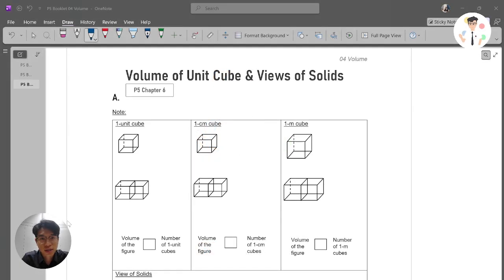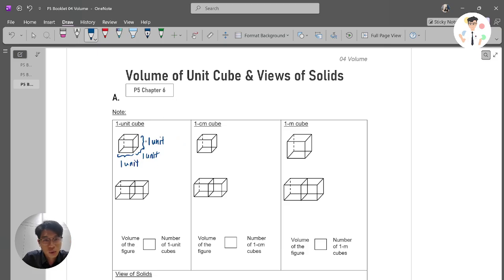Welcome back to Digital class, and now we're looking at the topic of volume of unit cube and views of solid. So now let's look at this volume of unit cube. Now imagine I am given a 1 unit cube here. So I know that this is 1 unit, this side is 1 unit, this side is also 1 unit. That's why it is called a 1 unit cube.